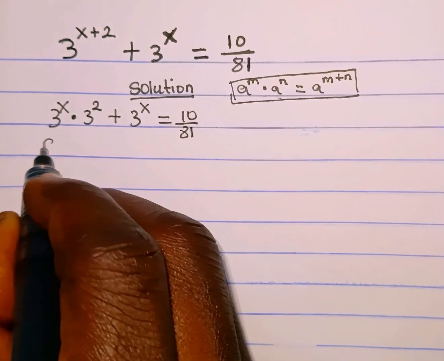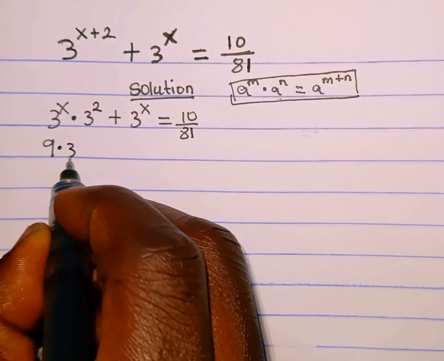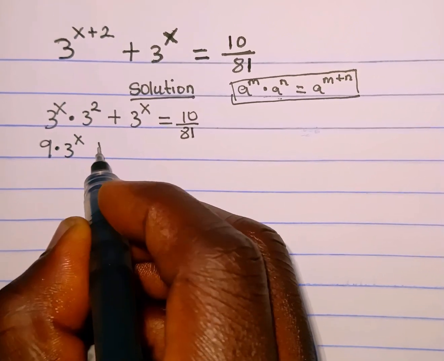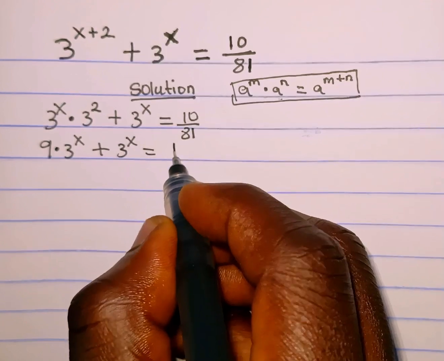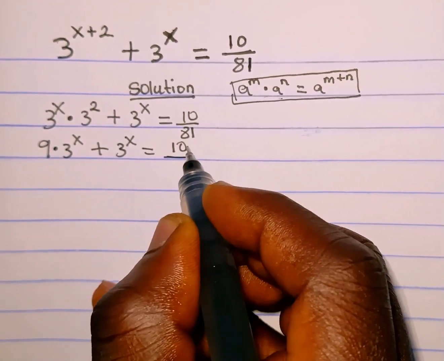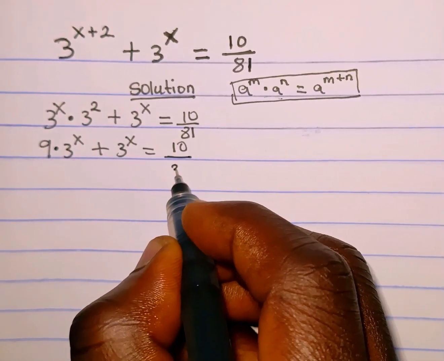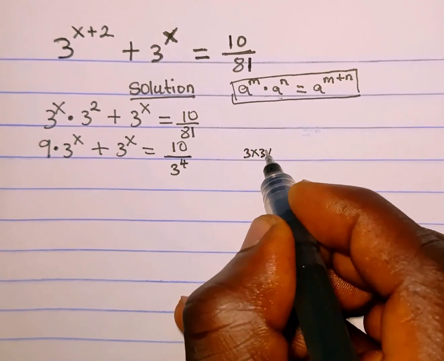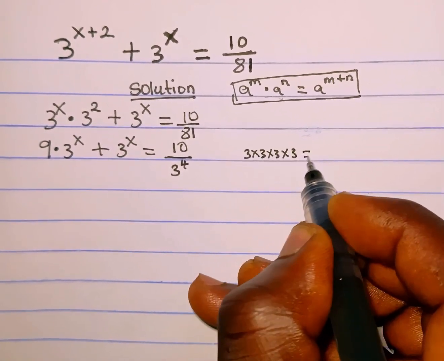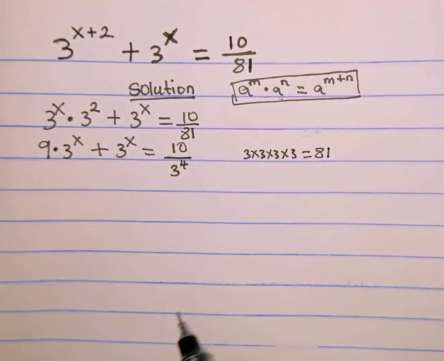So we're going to have 9 multiplied by 3 raised to the power of x, then plus 3 raised to the power of x, which is equal to 10 over. This 81 can also be written as 3 to the power of 4, because when you multiply 3 by 3 by 3 by 3 in 4 places, it is going to give us 81.